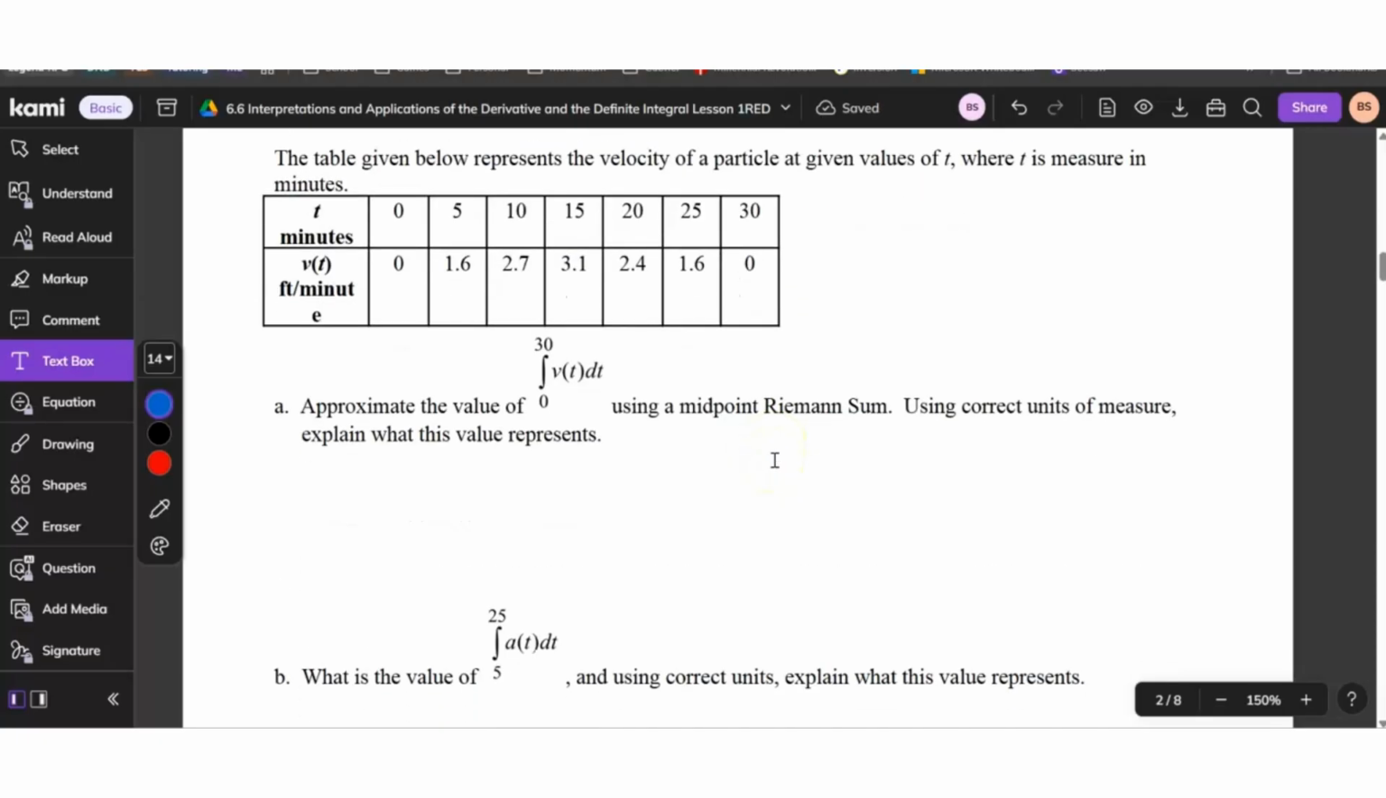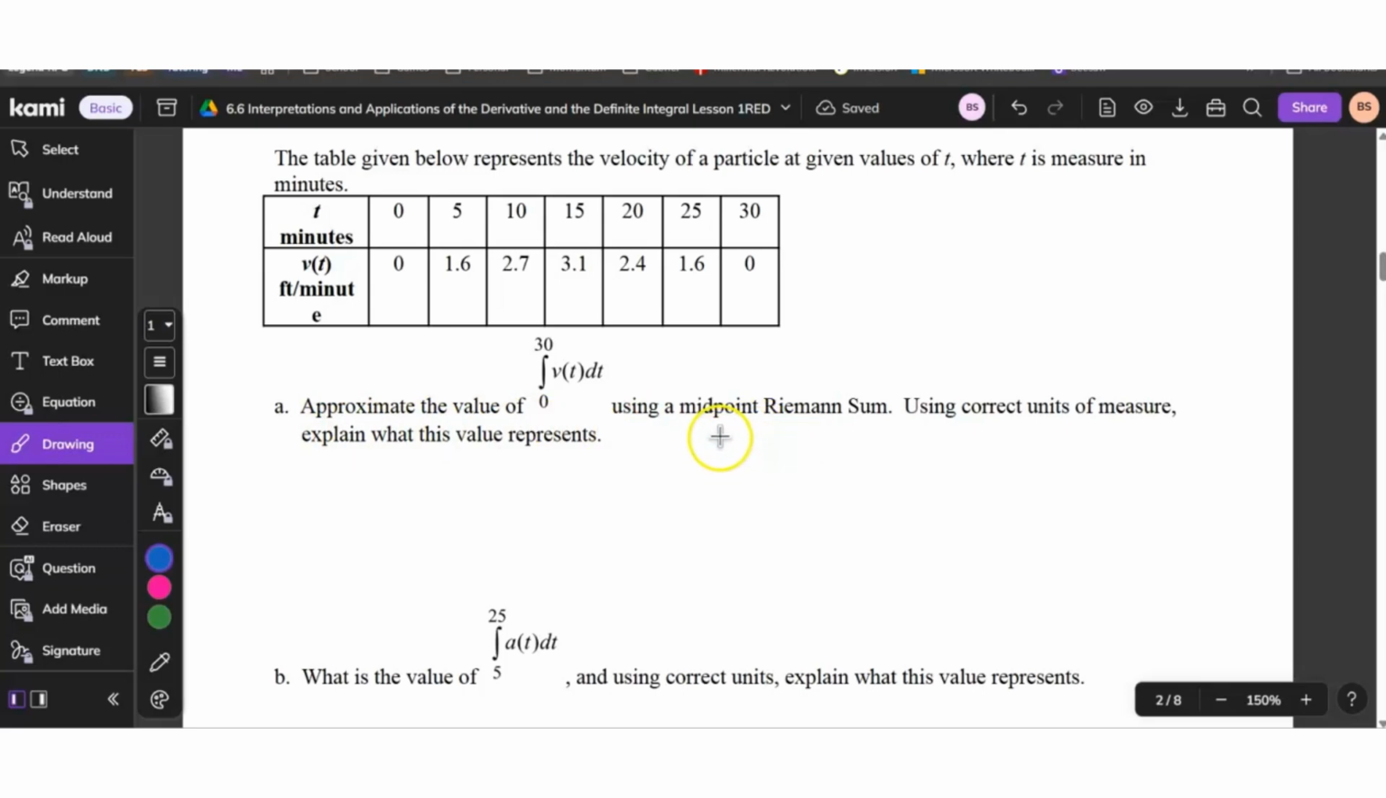Okay, too much talking, which means you must be done. So we go to here. We're going to approximate the value from 0 to 30. So as soon as you approximate, you should probably be thinking Riemann sums. Midpoint Riemann sum using correct units. Explain what it means. It does not tell us how many intervals to use.